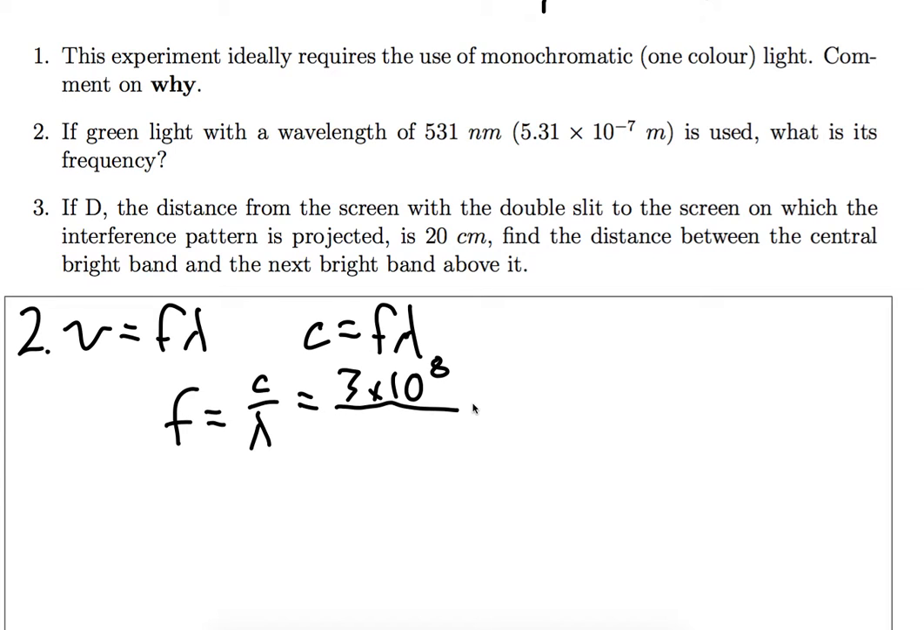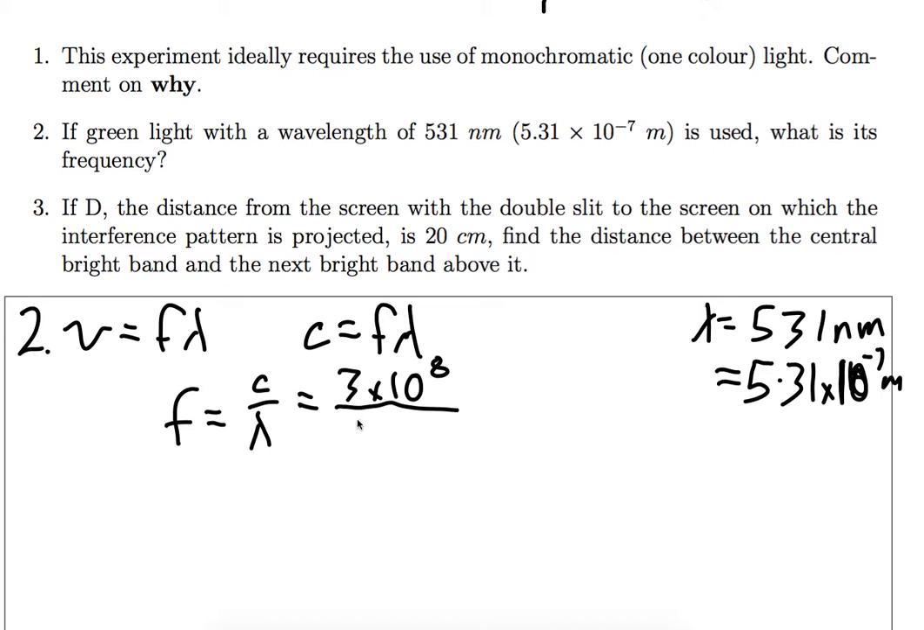Lambda, hang on, we're in nanometers, not meters. So we've got lambda equals 531 nanometers. Nano meaning 10 to the minus 9. So it's 531 by 10 to the minus 9. But to put it in proper scientific notation, 5.31 by 10 to the minus 7 meters. So a bit messy. 5.31 by 10 to the minus 7 meters is the actual wavelength expressed in SI units and scientific notation.